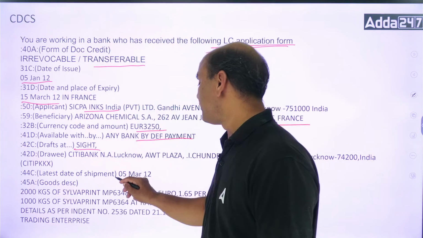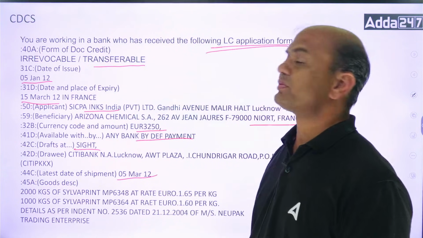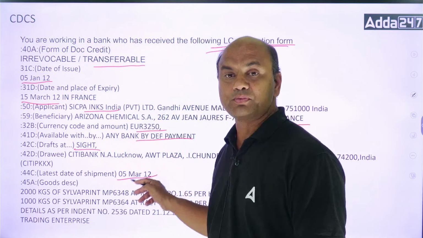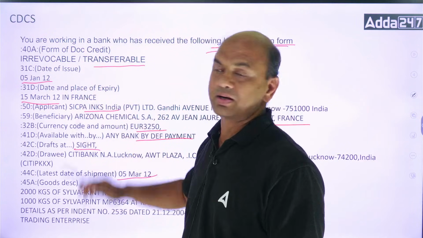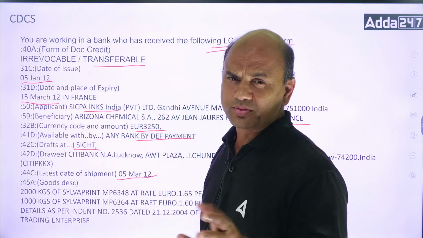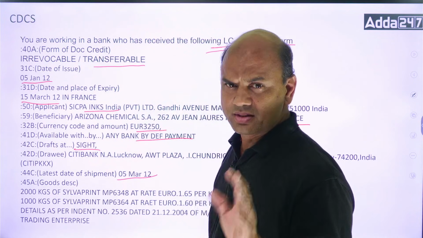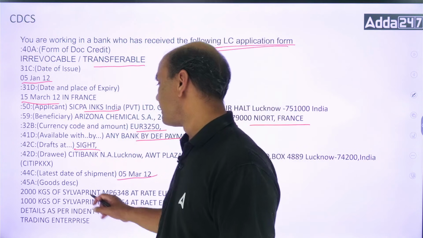Latest date of shipment is 5th March 2012. Now look at this. Latest date of shipment is 5th March and expiring on 15th March. Is it okay? What do you think? You are in the issuance stage. Think of it.